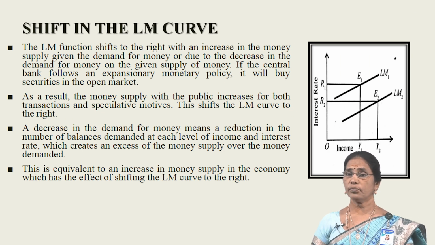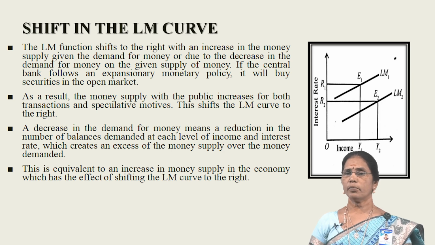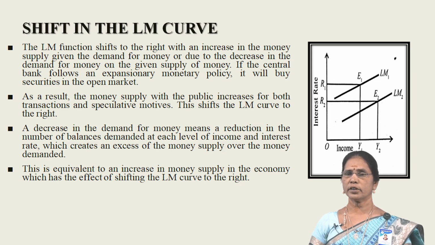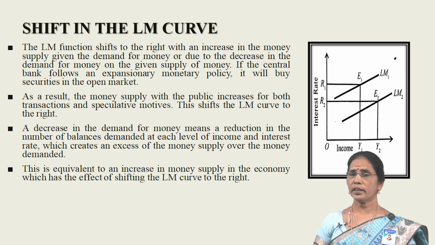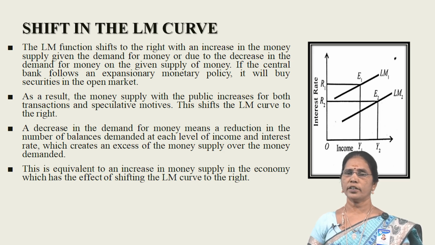The LM function shifts to the right with an increase in the money supply given the demand for money, or due to the decrease in the demand for money on the given supply of money. If the central bank follows an expansionary monetary policy, it will buy securities in the open market. As a result, the money supply with the public increases for both transaction and speculative motives. They shift the LM curve to the right.